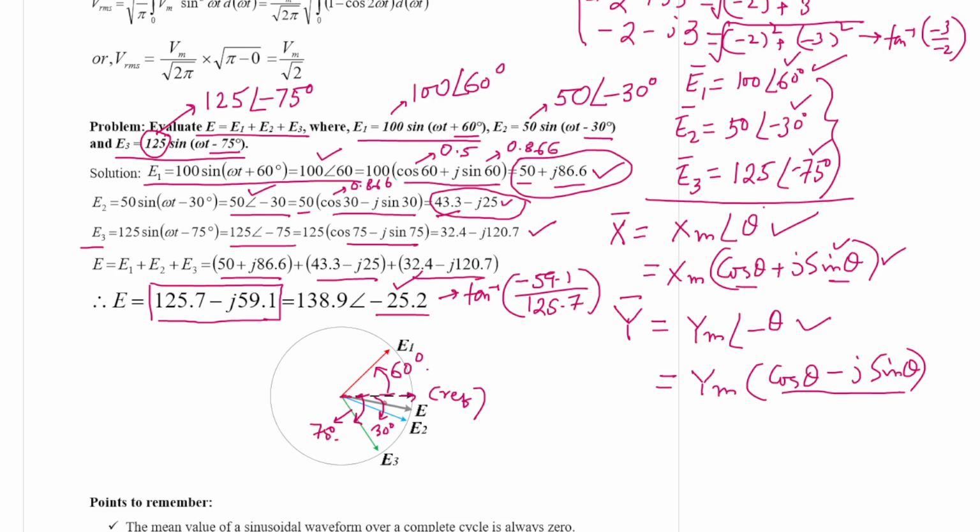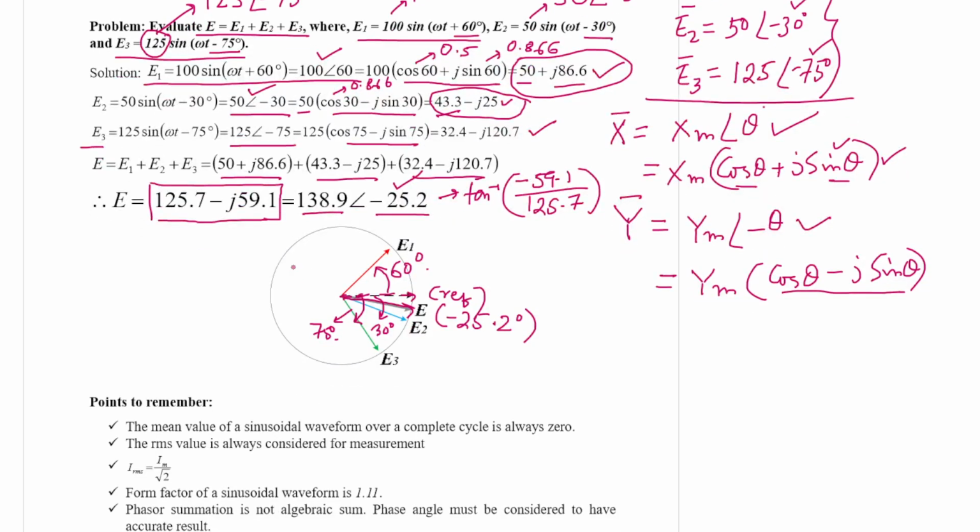And if you add these three, you see the net phasor is located somewhere here, making an angle of minus 25.2 degree with the reference. But the magnitude is also totally different, 138.9. If you opt for algebraic summation, it would be 225, but it is totally wrong. The correct sum is this.